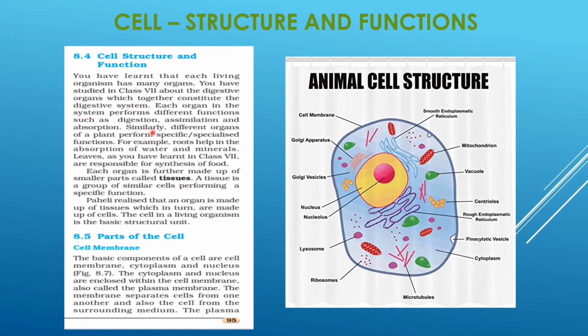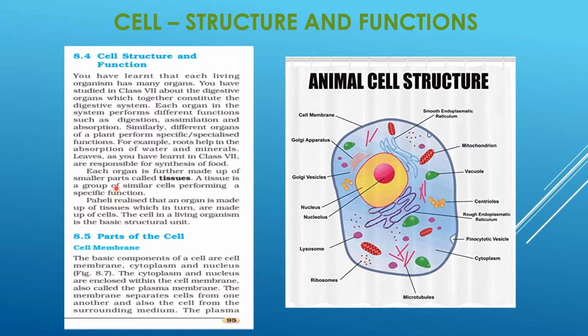So in the previous classes, we have learned that a living organism has many organs. For example, digestive organs together constitute the digestive system. In the digestive system, each organ performs different functions such as digestion, assimilation, absorption, etc. Similarly, different organs of a plant also perform specific functions. For example, what does the root do? It helps in the absorption of water and minerals. Leaves are responsible for synthesis of food. All these things we have studied in class 7.